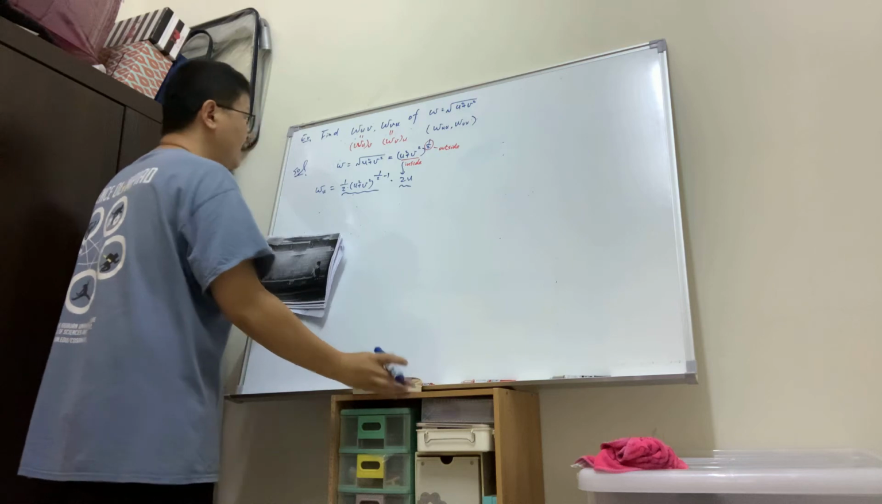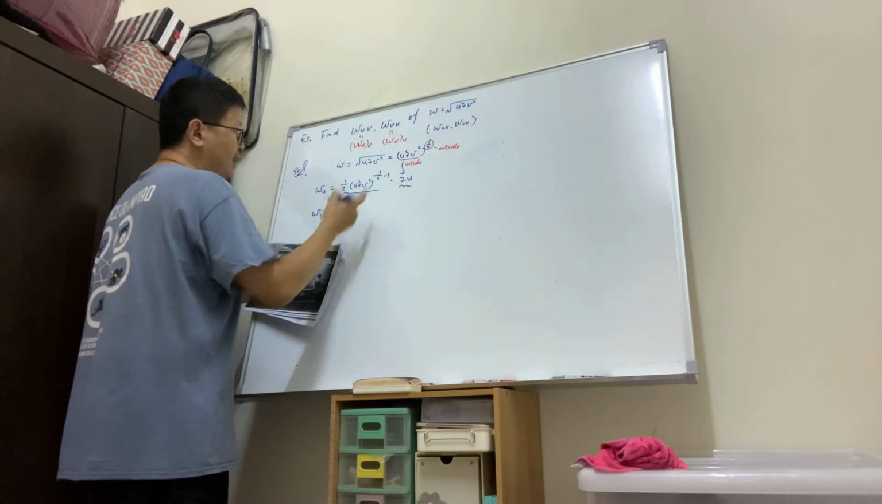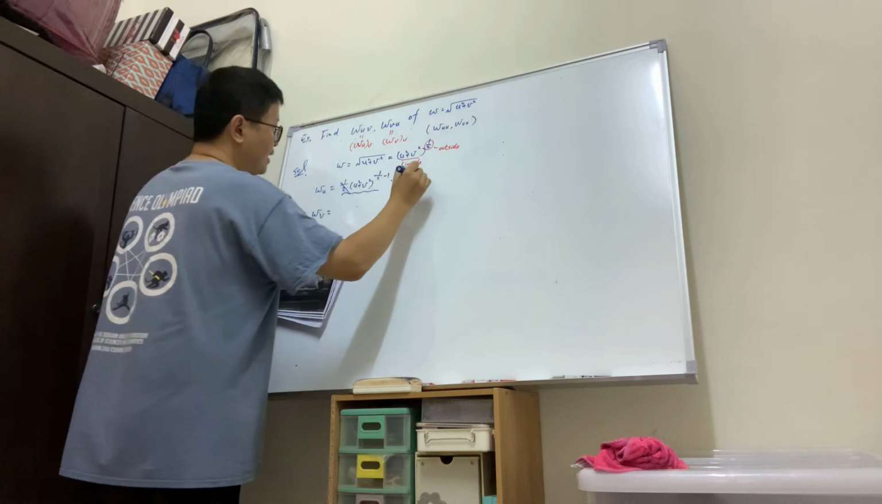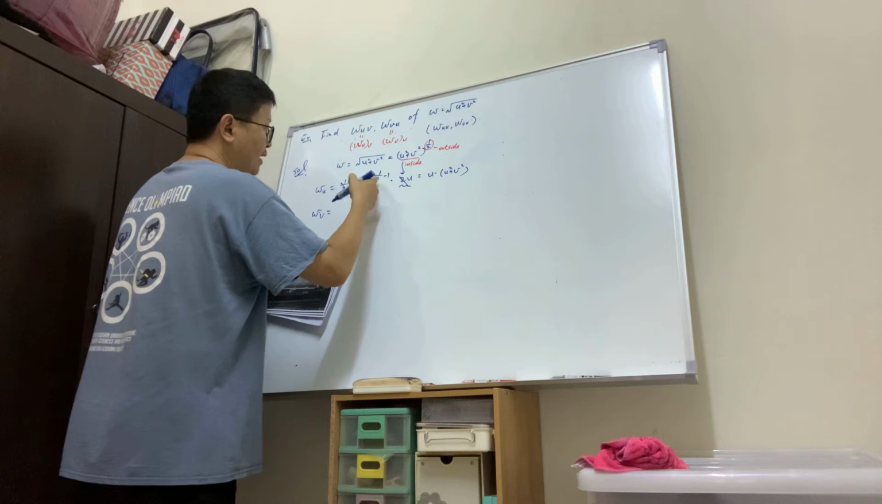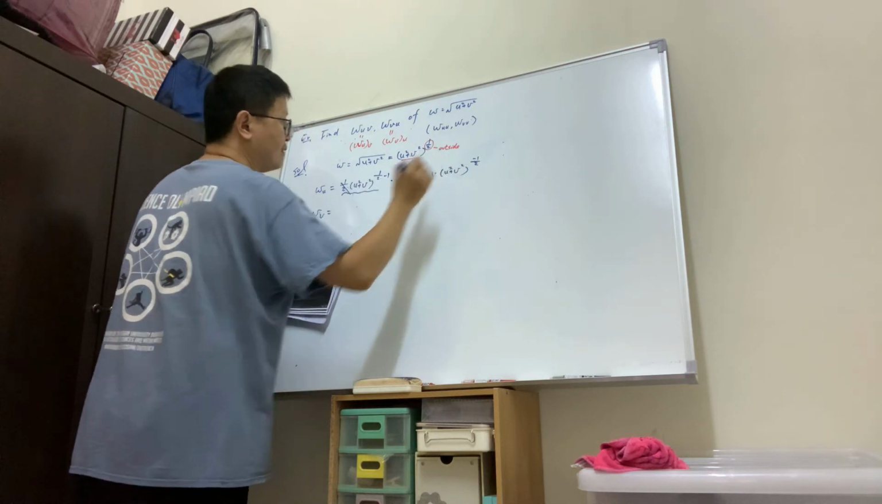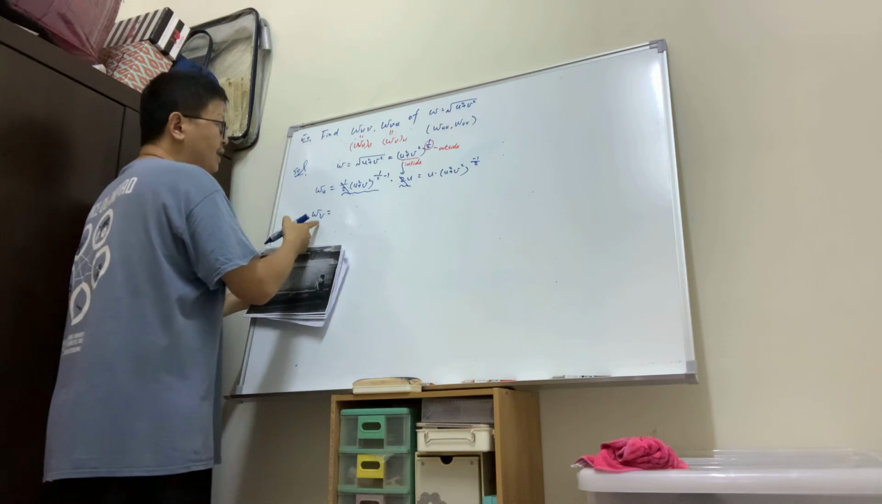And here, of course, we could cancel it. So it's u times u squared plus v squared to the power of 1 half subtract 1, so it's negative 1 half. This time, negative 1 half.